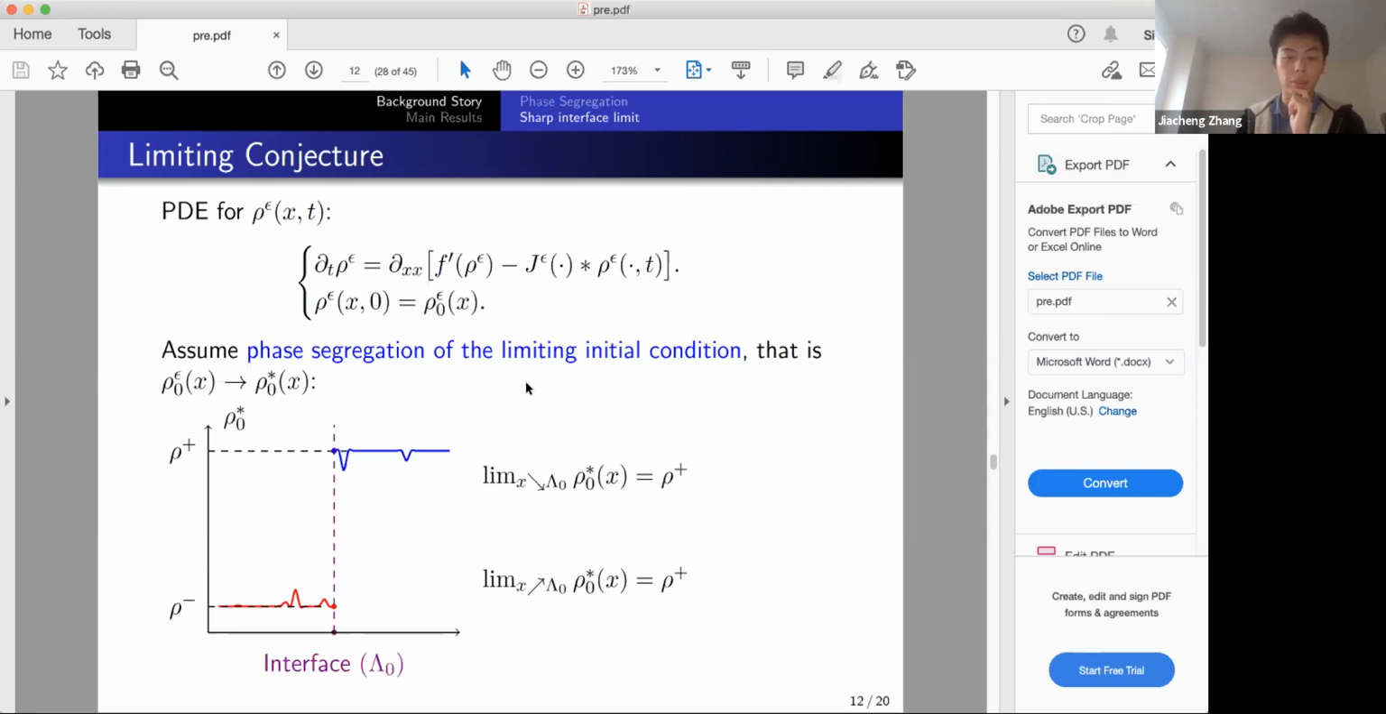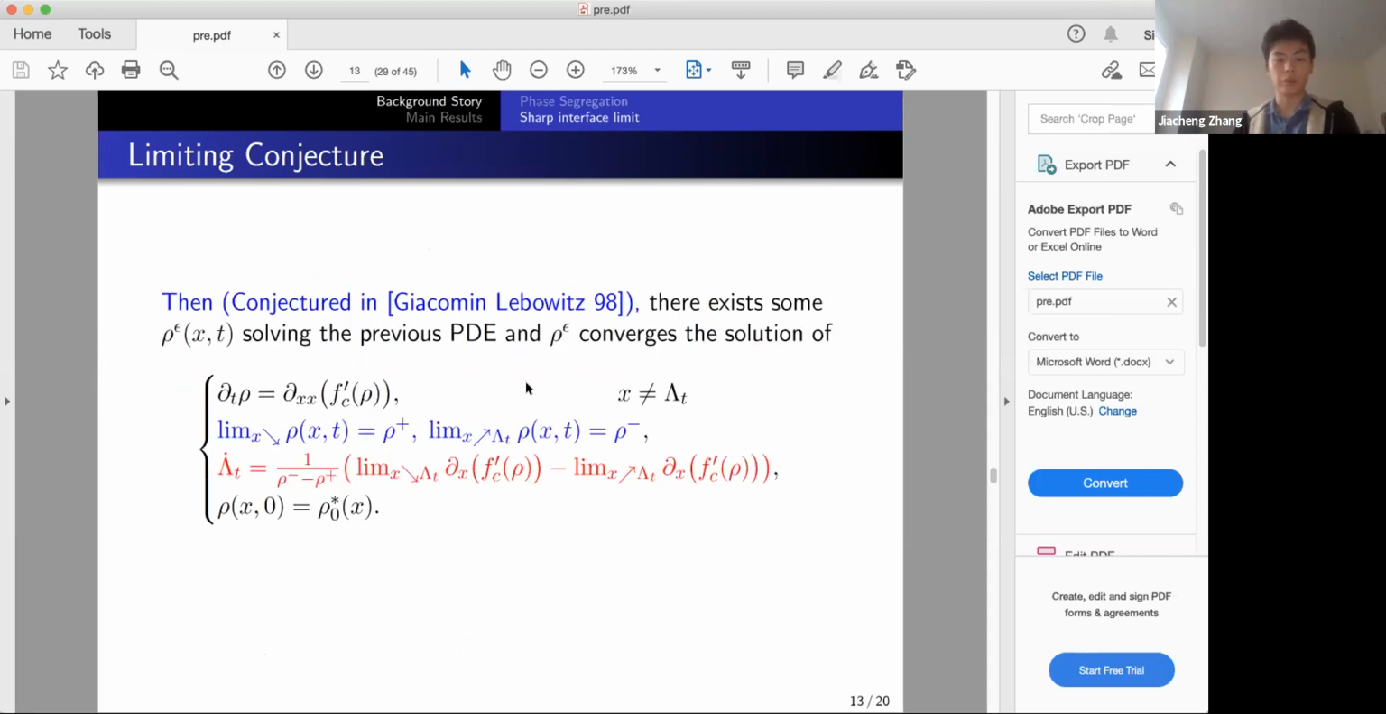So this is the assumption for the limiting initial condition, and the limiting conjecture, rather than the more obvious PDE form of this rho, which we somehow deduced before, will also have other properties, in the sense that it will always have this lambda t as an interface, and around this lambda t, this rho x t will converge, for example, if we look at just one dimension, to rho minus on the left, and to rho plus on the right, and at this lambda t, it will have a jump.